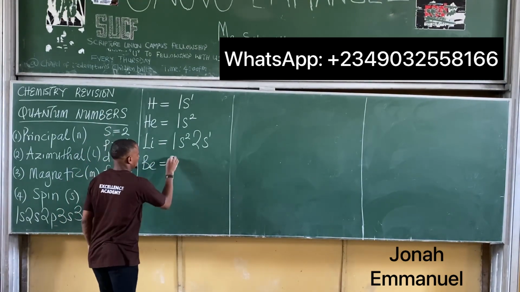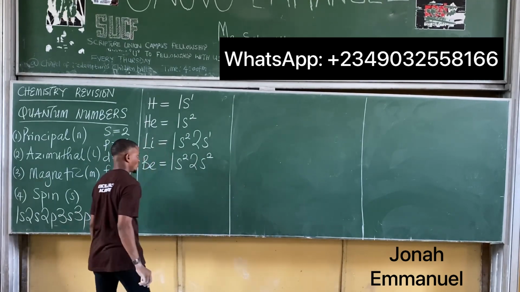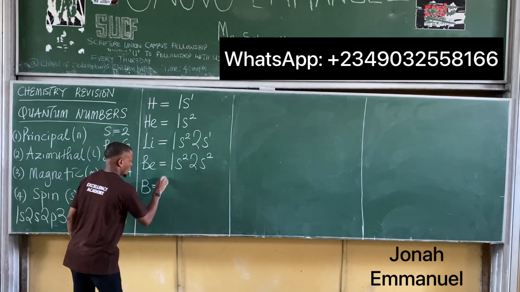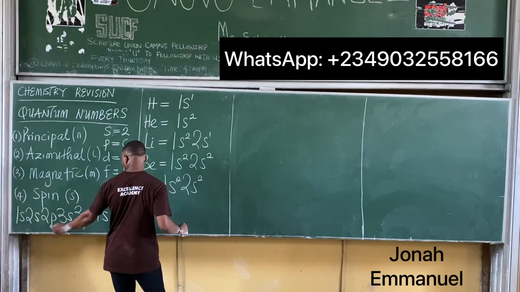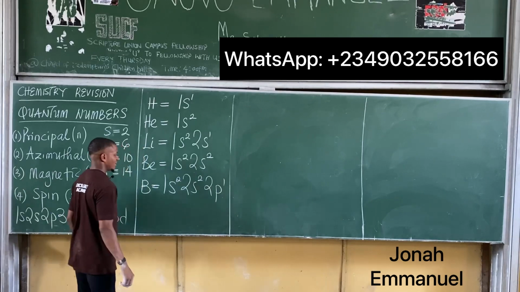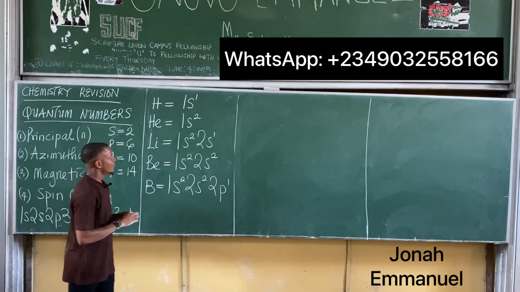Beryllium: 1s2, 2s2. Boron: 1s2, 2s2, 2p1. So look at this, please. They said this stuff last year.